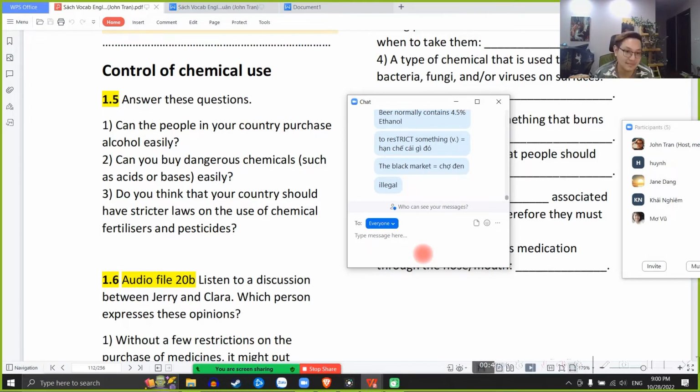I think in Vietnam it's quite hard to purchase toxic chemicals. Oh, really? I mean, because it is illegal, you can't buy these chemicals in every grocery store or market. Okay. Alright, but you know that the government restricts drugs and any kind of medications a lot, right?